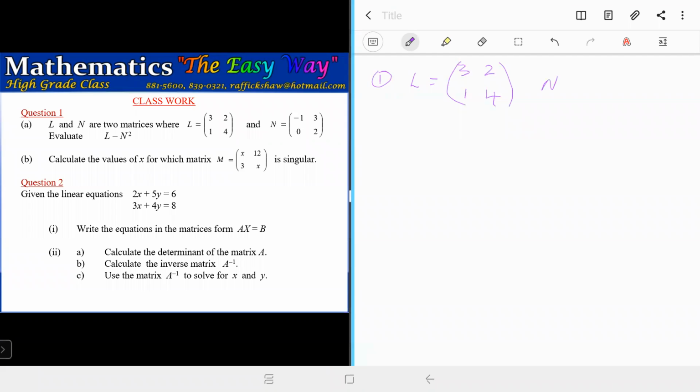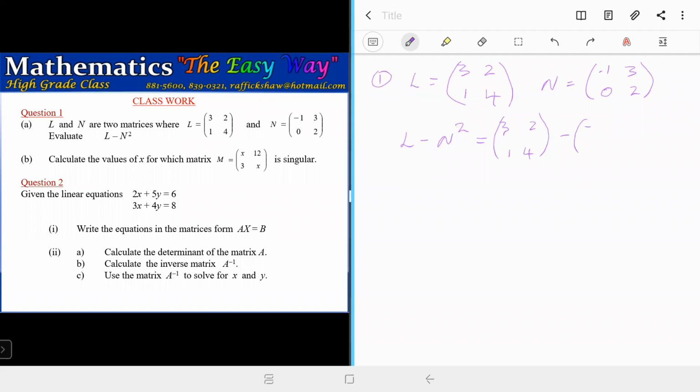And the N matrix is -1, 3, 0, 2. And we want to find L minus N squared. We can just work it right here by putting the L matrix first, which is 3, 2, 1, 4. And then we are subtracting N squared. But N squared is really N times itself.